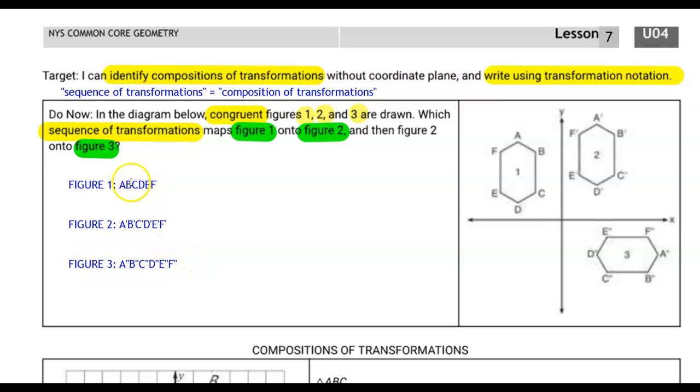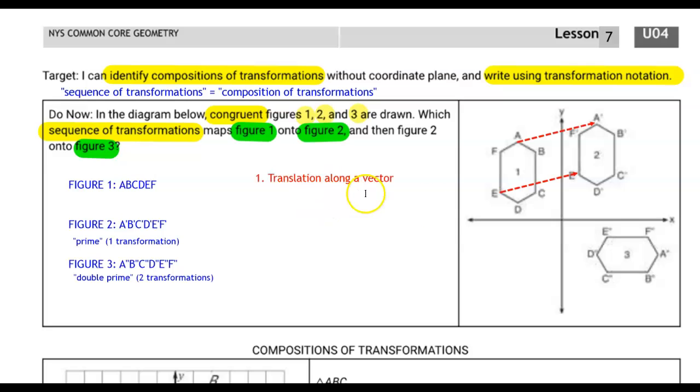So this is the regular shape, the pre-image. This is the image, and this is another image. This is the prime version of the image, and this is the double prime version of the image. That double prime just means two different transformations. So that just helps you visualize what's going on. All right, now for real. Pause the video and try to figure this out.